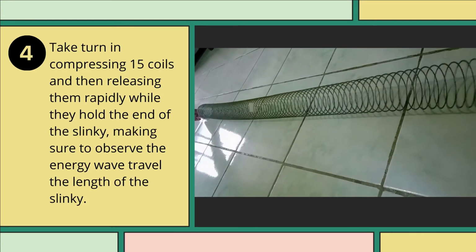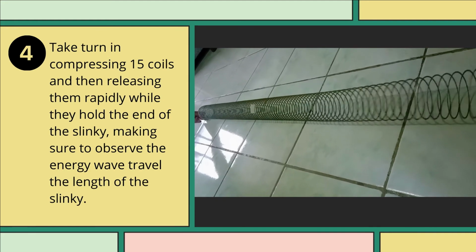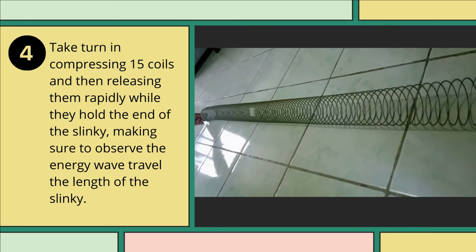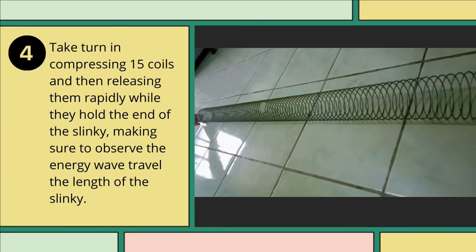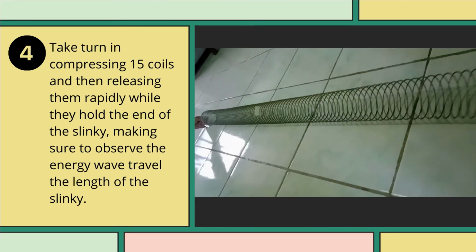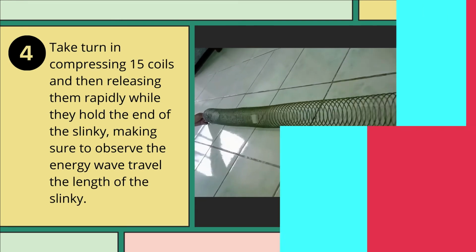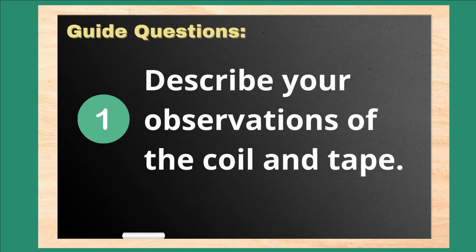Take turns in compressing 15 coils and then releasing them rapidly while they hold the end of the slinky, making sure to observe the energy travel and the length of the slinky. Guide questions. Number 1. Describe your observation of the coil and tape.